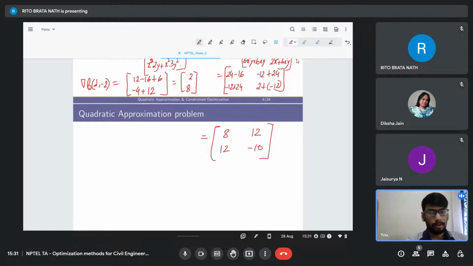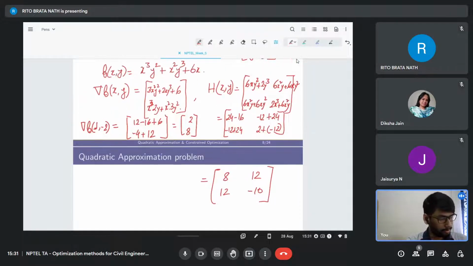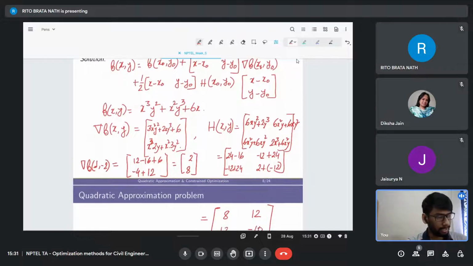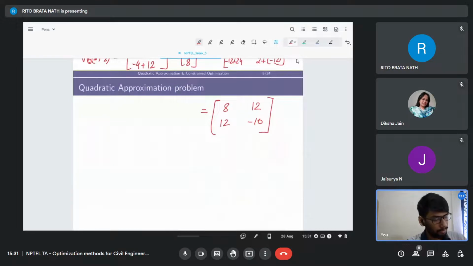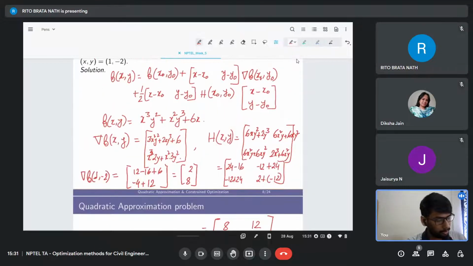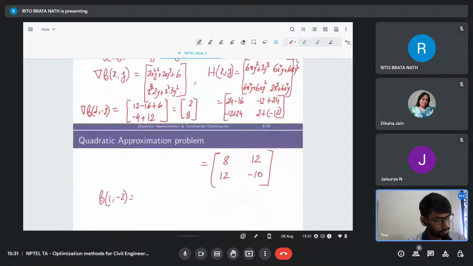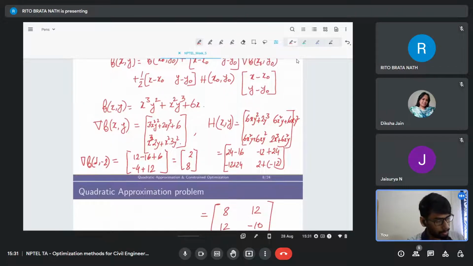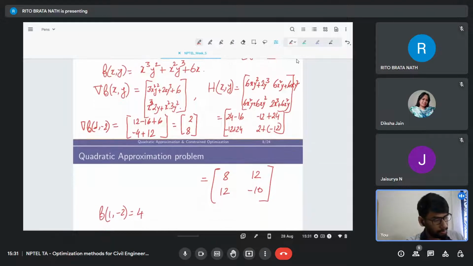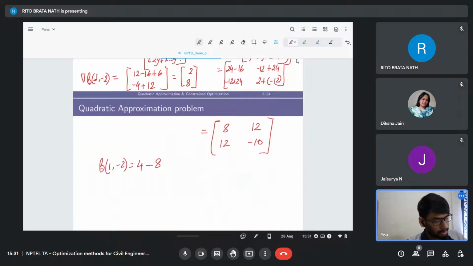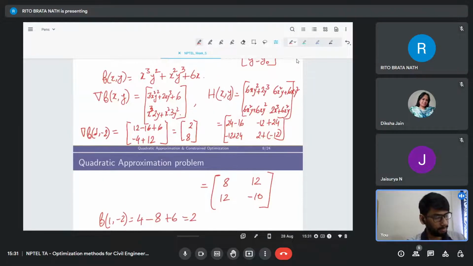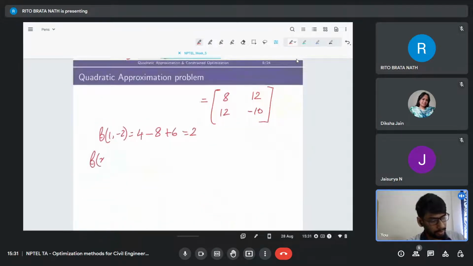So now you have everything with you. It's just about plugging it back into the equation. And you also need to find f of 1, minus 2. So that will be 1 times, so that's 4. Then next, 1 times minus 2 cube. So minus 2 cube is minus 8. And then plus 6. So this is 2. So now it's pretty simple. I think you have understood it.